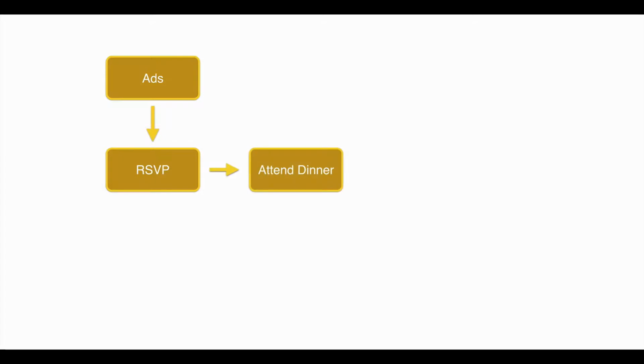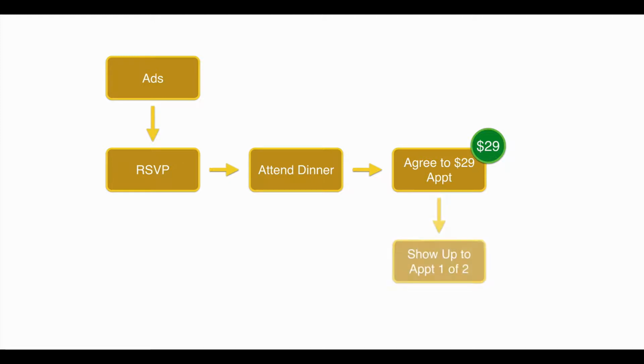So here's a typical business. They're using ads to drive people to RSVP. In this case, they attend a dinner, they're given a presentation, and they agree to a $29 appointment. The $29 is highlighted in green because that's money. That's not the point of this business, obviously, but that is used to fund the ads that get people to RSVP, to attend the dinner, and then to agree to the $29 appointment.